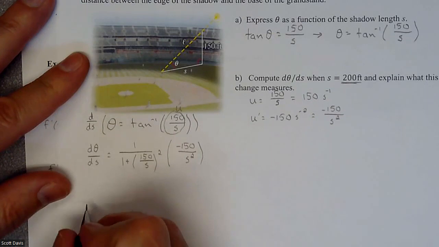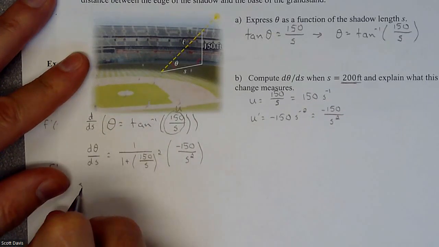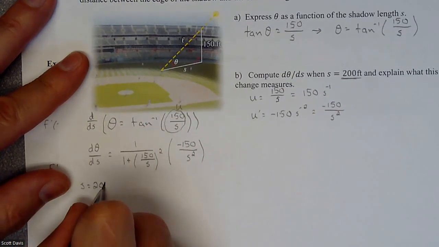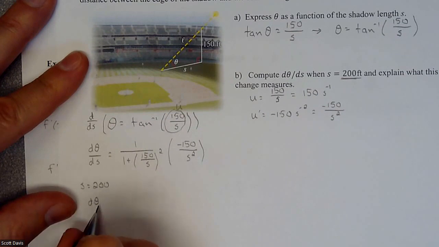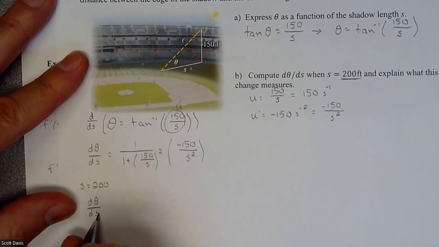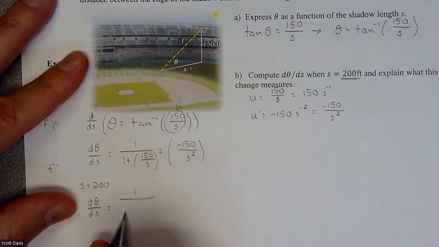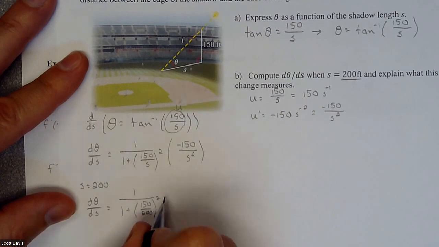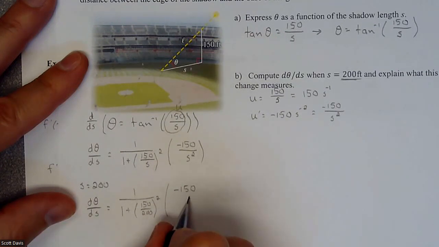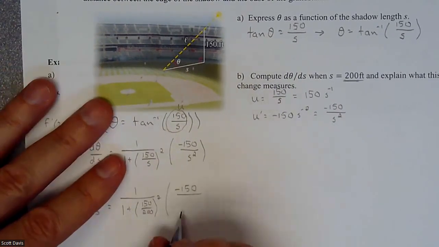So if we're going to find when s equals 200, then our slope is going to be 1 over 1 plus 150 over 200. So I'm going to simplify that and then square it. And then times negative 150 over 200 squared.